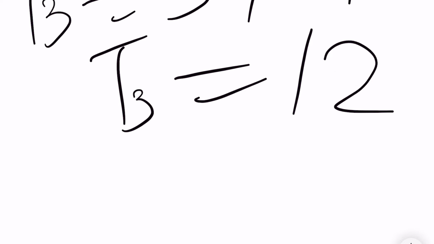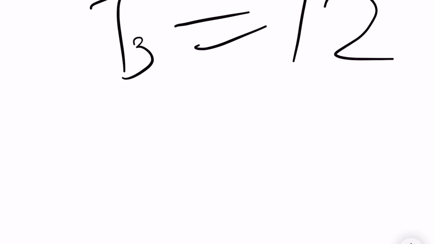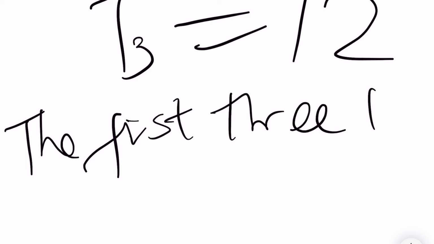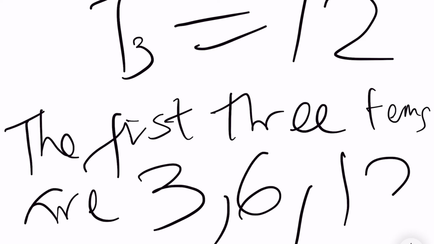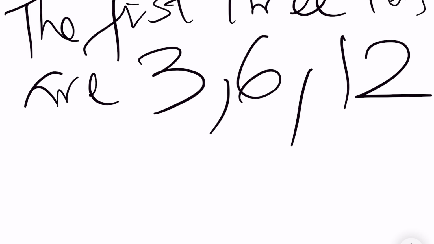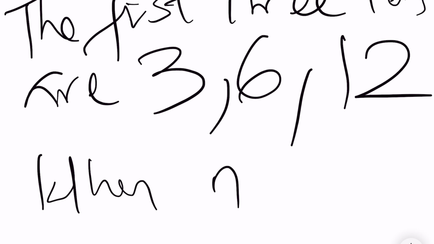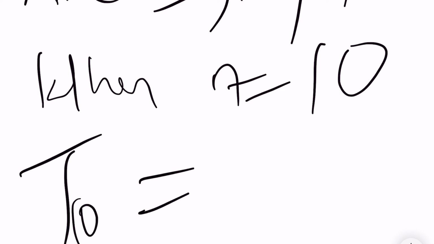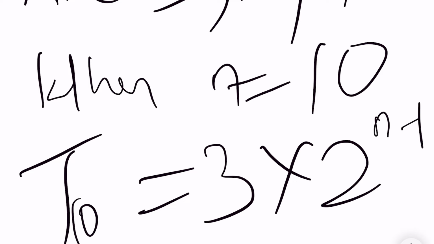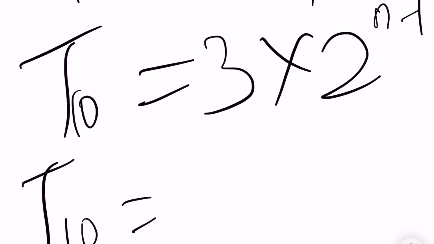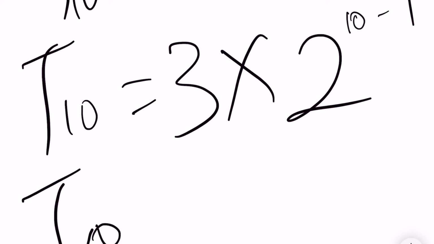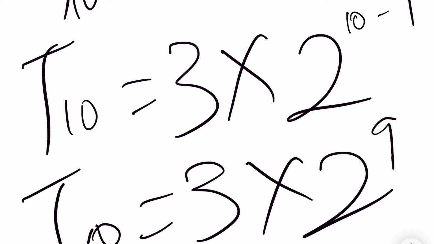Now for the 10th term, when n is 10, T10 will be 3 times 2 raised to n minus 1. We have T10 to be 3 times 2 raised to 10 minus 1, which is 3 times 2 raised to power 9.